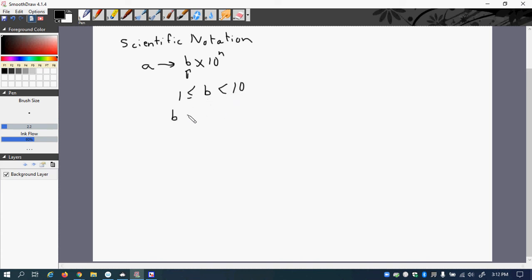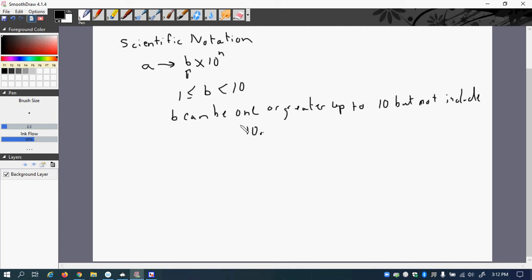So B can be 1 or greater and up, so up to 10, but not include 10. 10 cannot be used in scientific notation. You'd have to say 1.0.